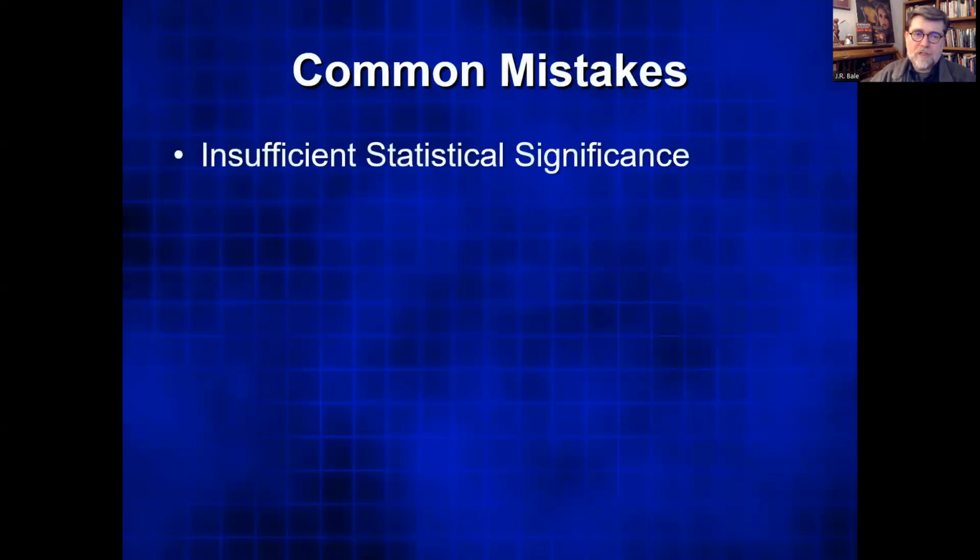So, some common mistakes that people make in market research. One, which we talked a little bit about, is having insufficient statistical significance, in that we just don't ask enough people. We don't survey enough. And this is easily corrected. You just have to survey more people, and that will lower your p-value.